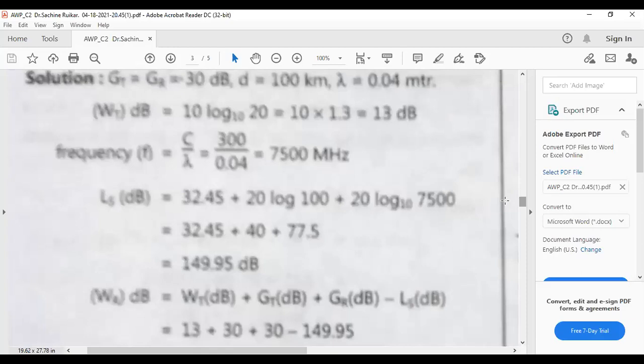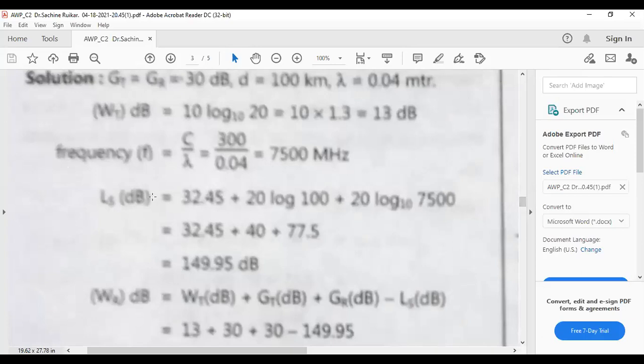Cross verify your answers first. All of you cross verify your answers. So I hope you are getting the answer.